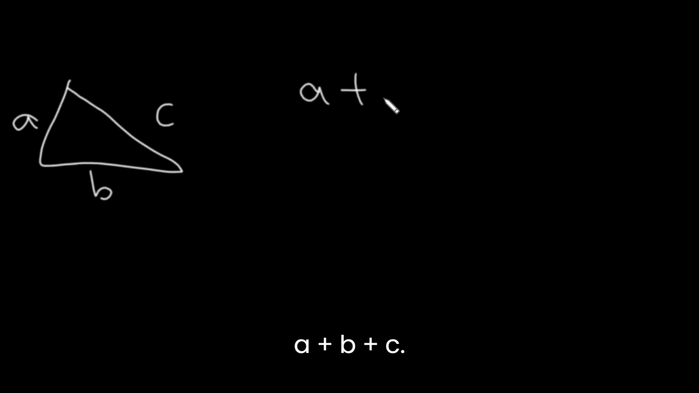Let's talk about the perimeters of the most important shapes that you're going to need to know. The first shape that you're going to need to know is a triangle. Now, this is an equilateral triangle, so the sides will be A, B, and C. The formula for the perimeter is A plus B plus C.